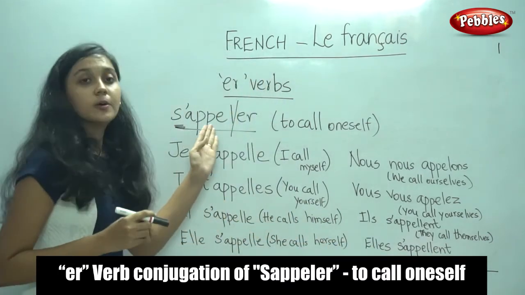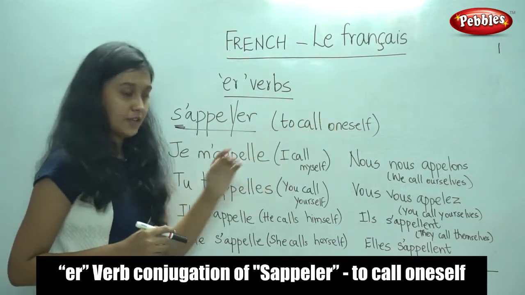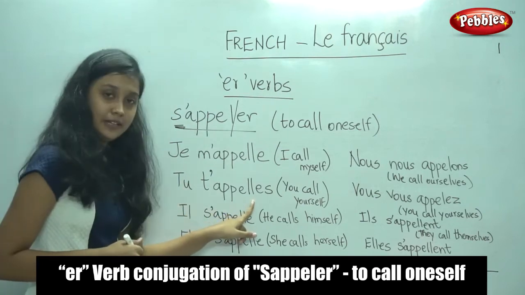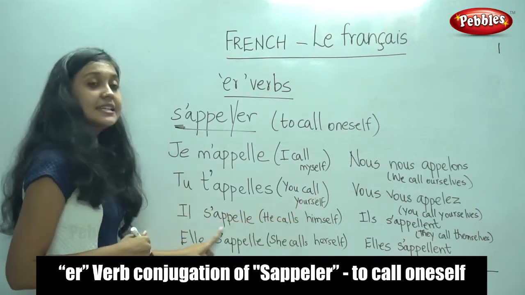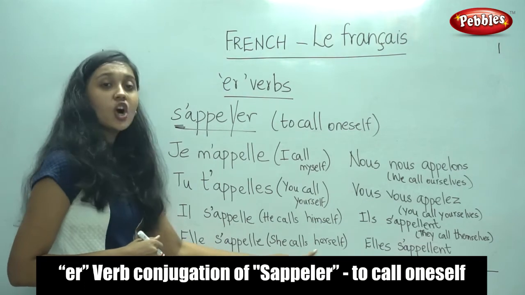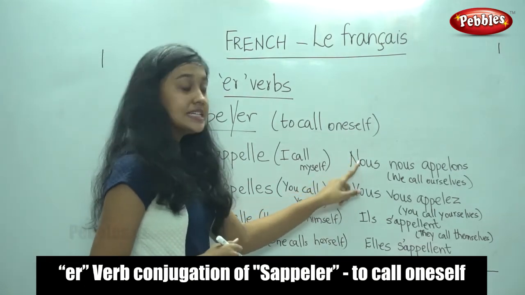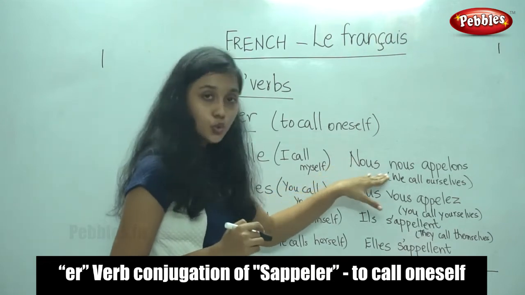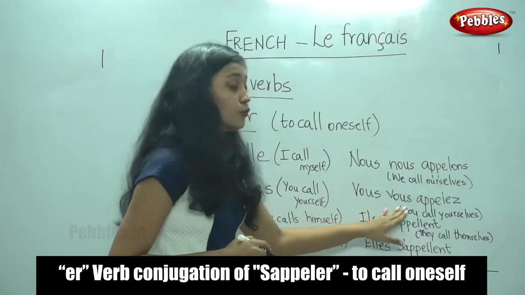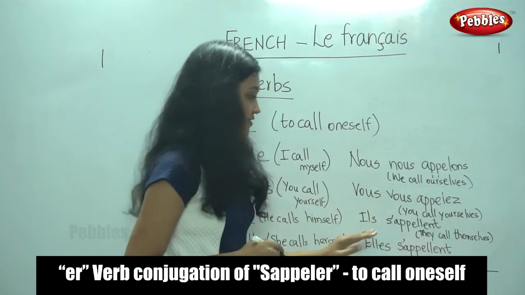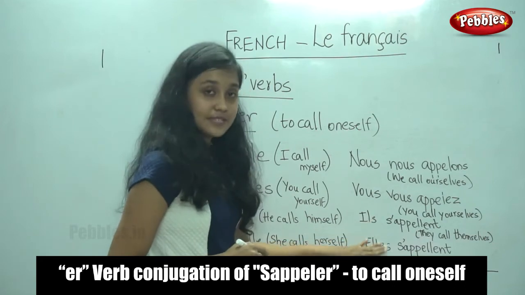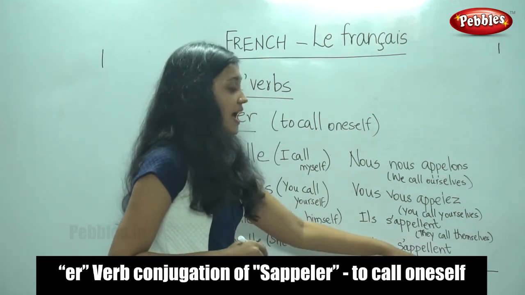So, the verb is s'appeler, to call oneself. Je m'appelle, I call myself. Tu t'appelles, you call yourself. Il s'appelle, he calls himself. Elle s'appelle, she calls herself. For nous, it is nous nous appelons. We call ourselves. For vous, it is vous vous appelez. You call yourselves. For ils, it is ils s'appellent, which means they call themselves. And for elles, it is also elles s'appellent.